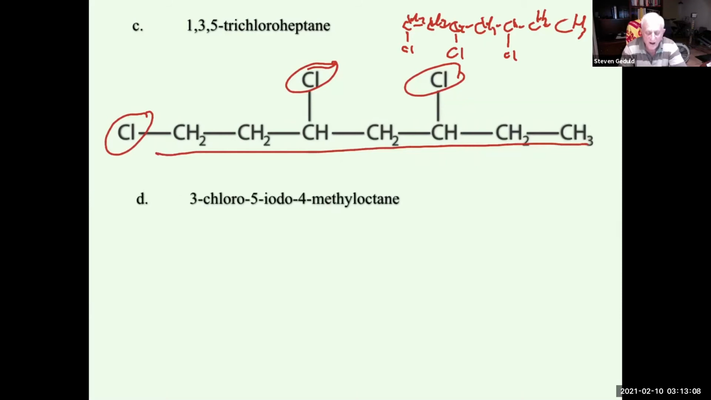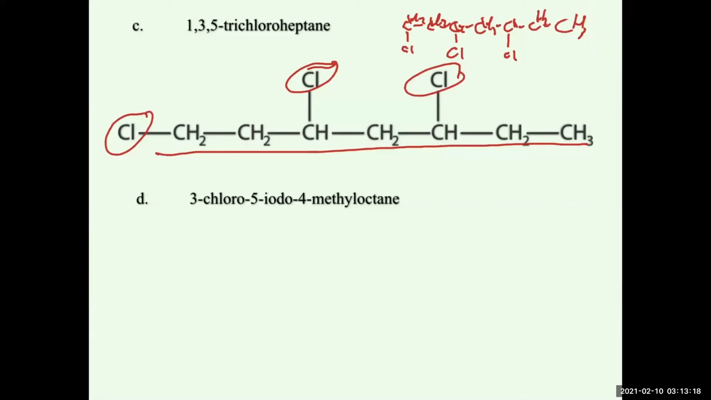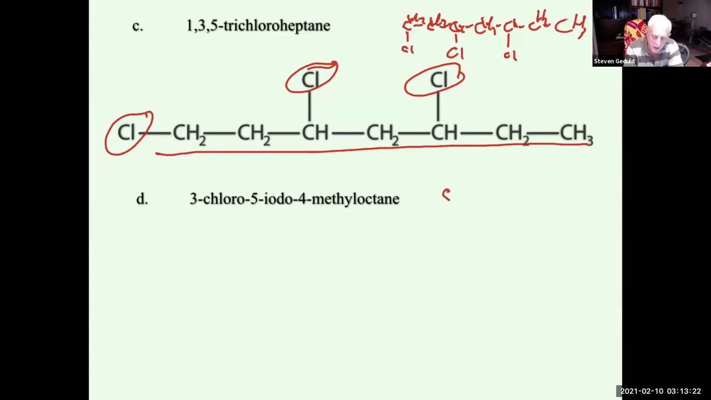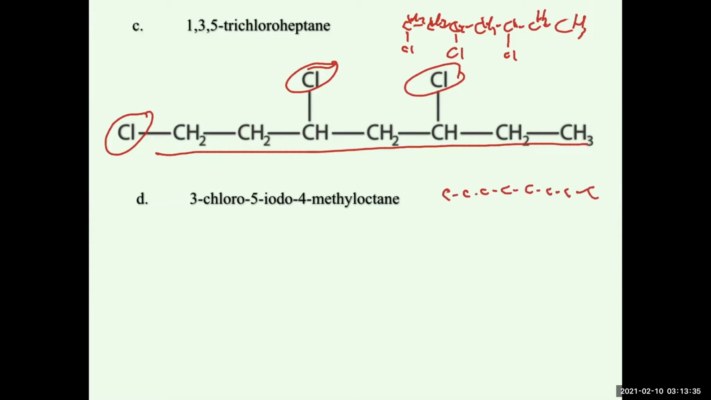3-chloro-5-iodo-4-methyloctane. All right. So how many carbons are you going to have? 8. 8 carbons. So I'll just write an 8 carbon chain. 2, 3, 4, 5, 6, 7, 8. And number 4, what's going to be there? What do I put at the 4th carbon? Methyl. Methyl, which is one carbon, right?